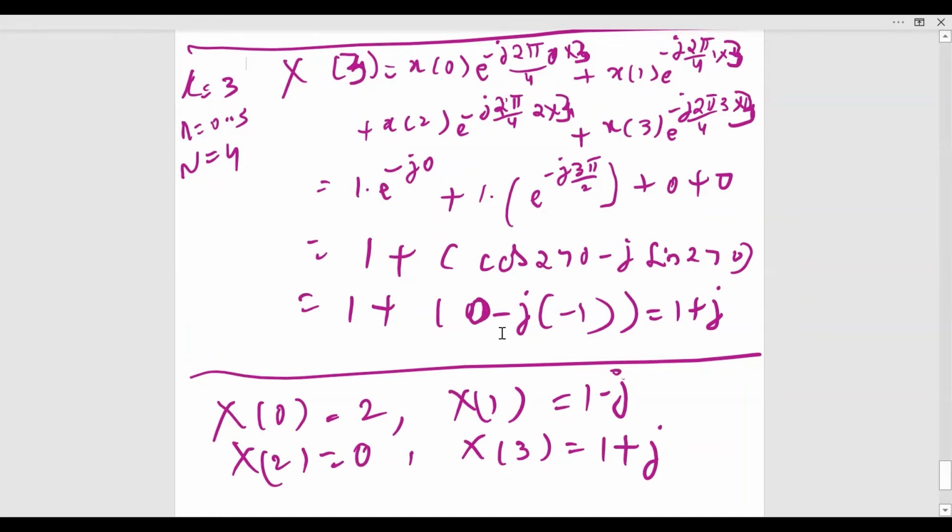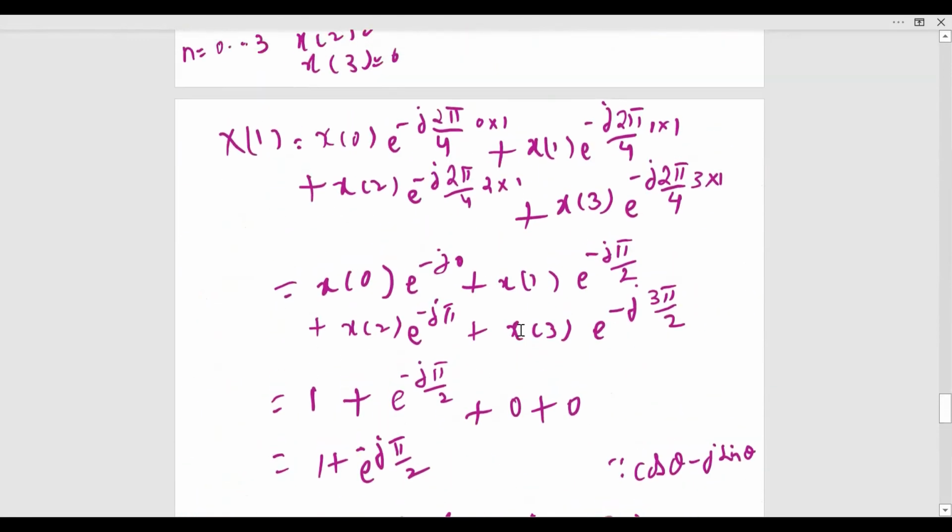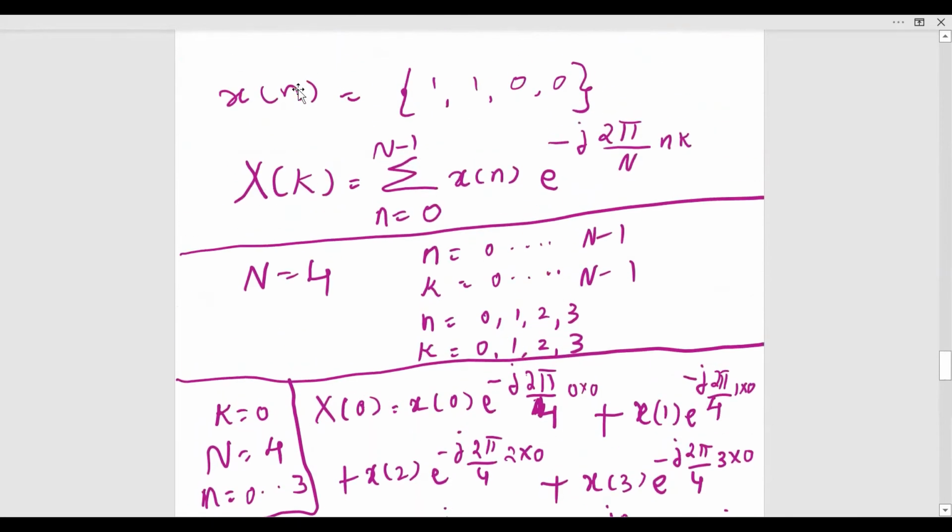So this is how we have to find the discrete Fourier transform given a sequence x of n. To convert this time domain into the frequency domain, the formula is X of k is equal to sigma n goes from 0 to N minus 1, x of n e power minus j 2 pi n k by N. First we have to consider how many elements are there. That gives the value of capital N. There are 4, so N is equal to 4.